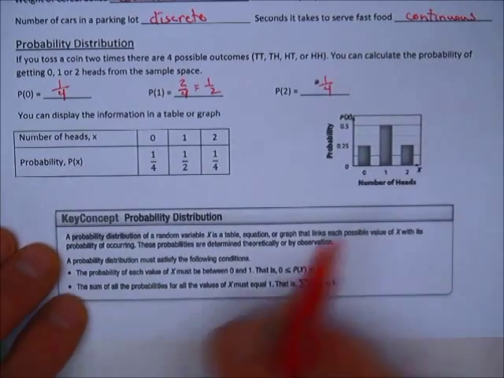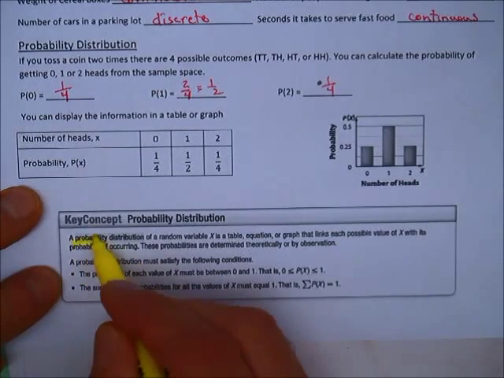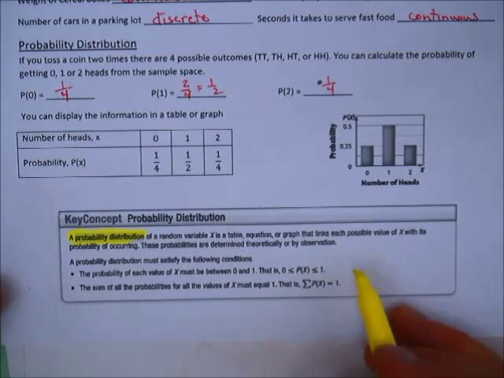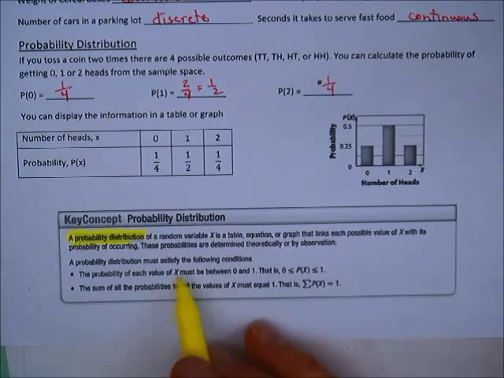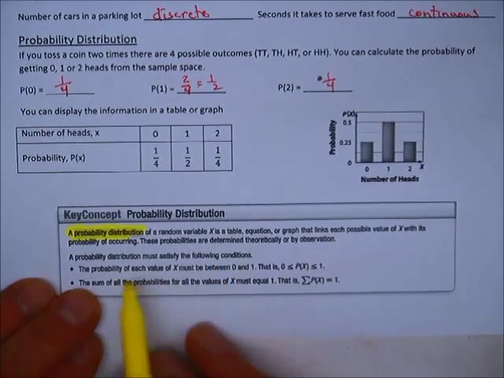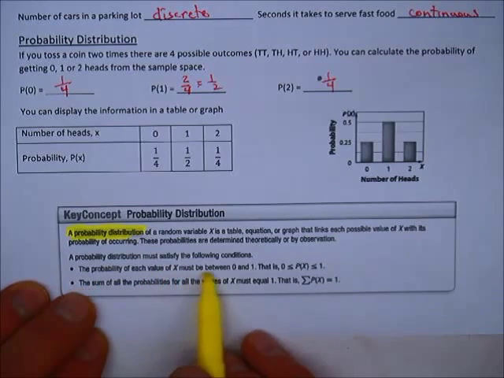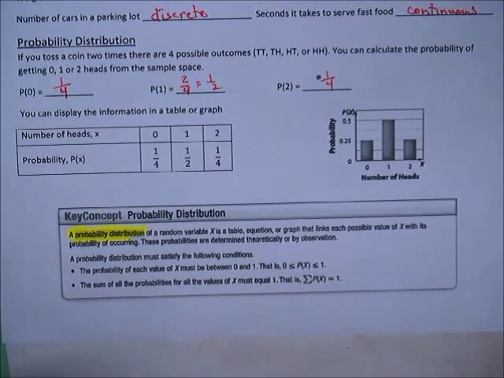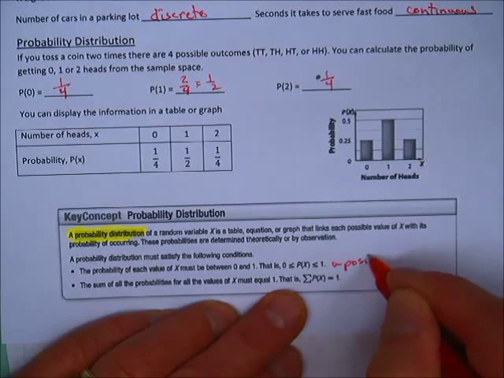A probability distribution of a random variable x, this is the key concept here, is a table, equation, or graph that links each possible value of x with its probability of occurring. And so a probability distribution must satisfy the following conditions. First, the probability of each value of x must be between 0 and 1. In other words, it has to be a positive fraction.